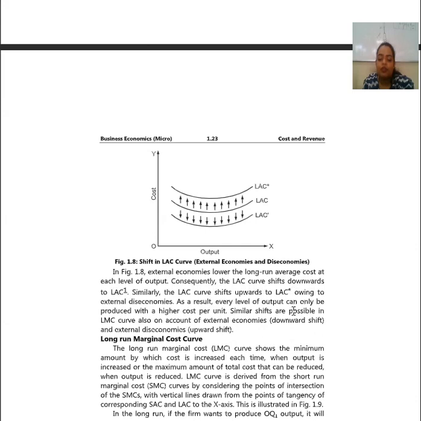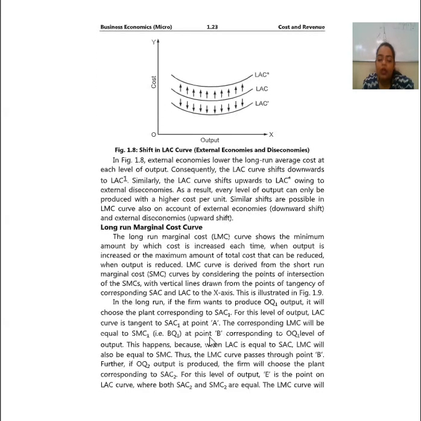Consequently, the LAC curve shifts downwards to LAC1. Similarly, the LAC curve shifts upward to LAC2 owing to external diseconomies. As a result, every level of output can only be produced with a higher cost per unit. Similar shifts are possible in the LMC curve also, on account of external economies downward shift and external diseconomies upward shift. So now with this we have understood about external economies and diseconomies.